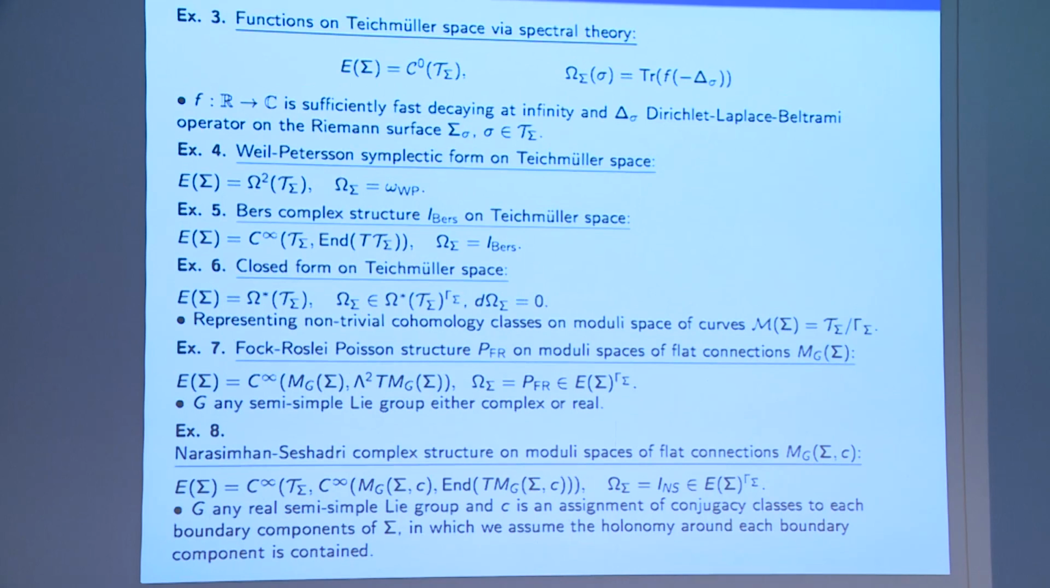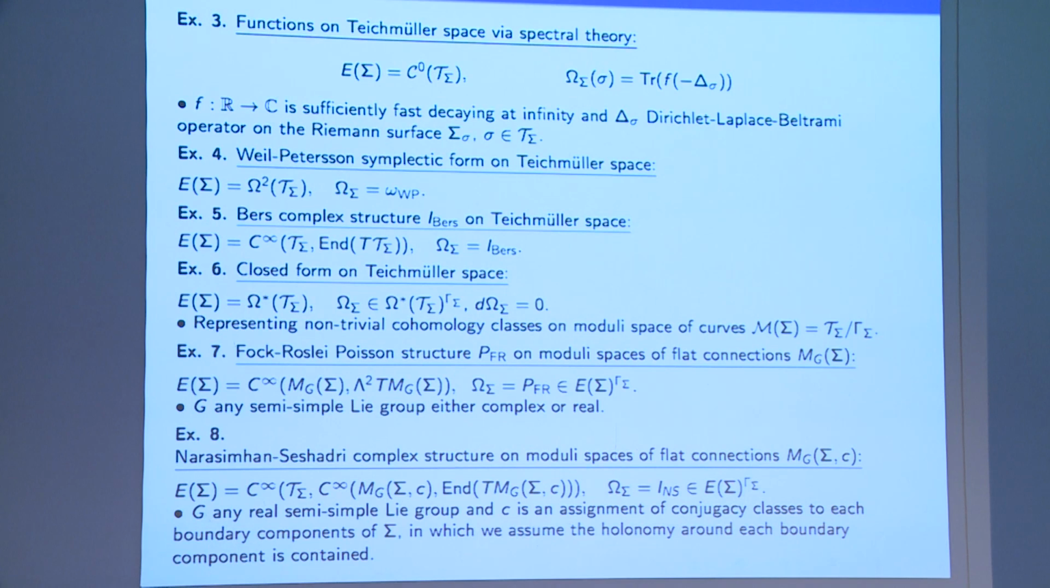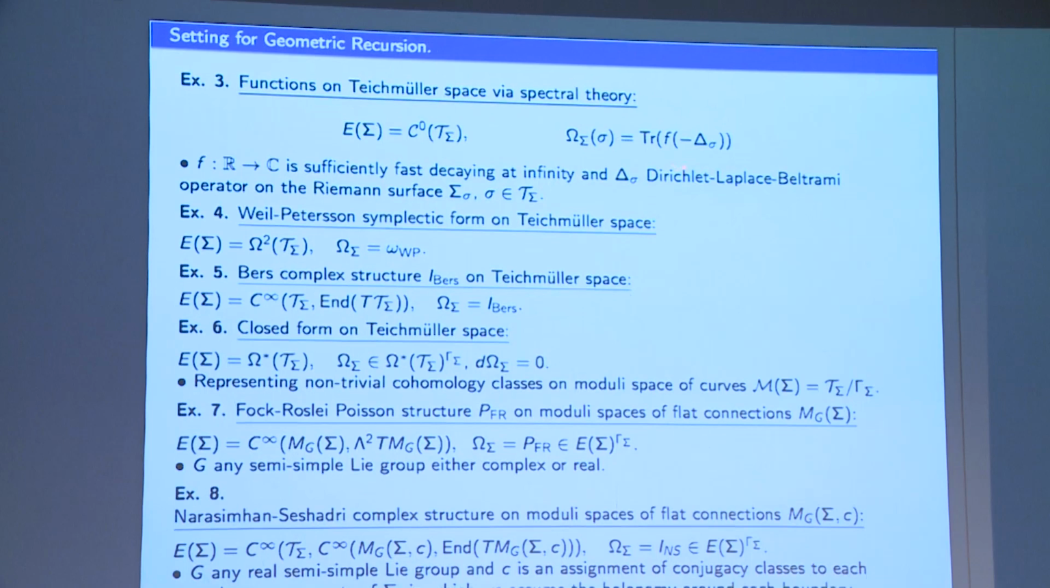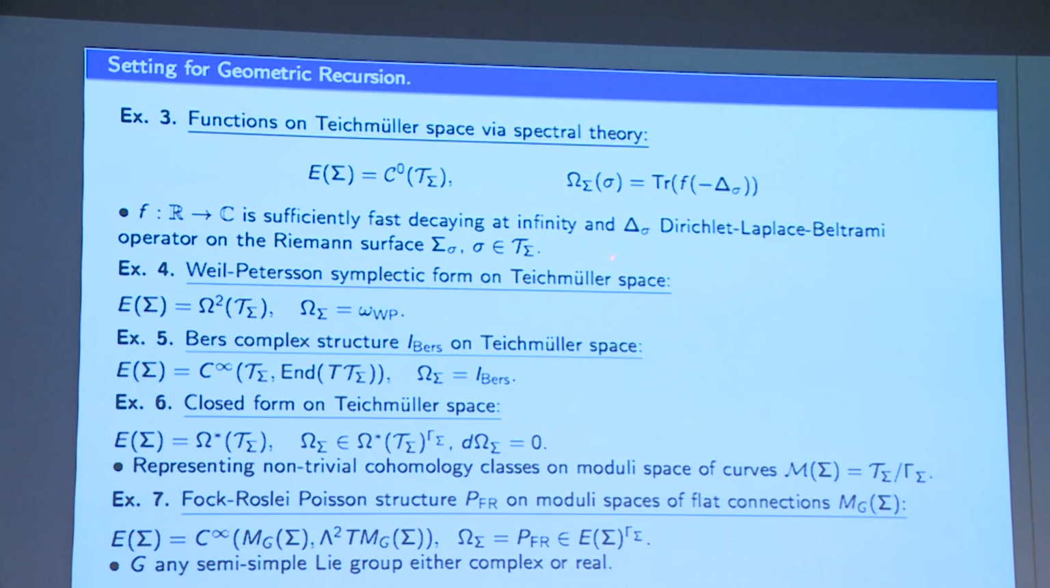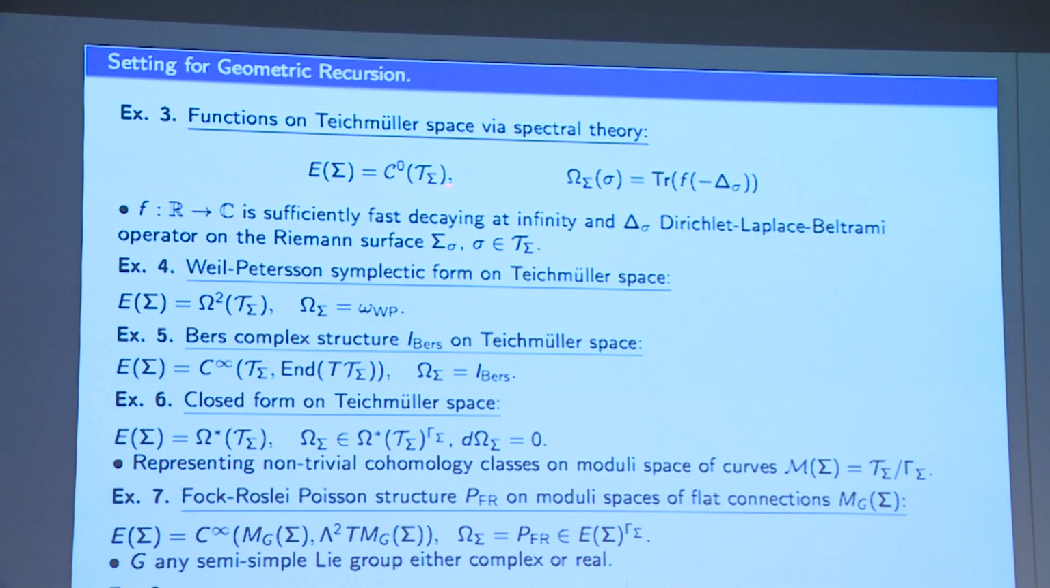The topology will be, yes, I will get to all the details of this in a second. But for now, I just want to motivate with some overall examples. You will see that typically we need some kind of topology on these vector spaces to make sense of these sums. But okay, let's consider continuous functions again. Now I take the trace that we saw this morning of f applied to minus the Dirichlet Laplace-Beltrami differential operator on the Riemann surface, for every point in Teichmüller space. This gives again a continuous function, provided f is decaying sufficiently fast. Same thing with something more simple. Suppose you take the Weil-Petersson symplectic 2-form. Well, that's a 2-form on Teichmüller space.